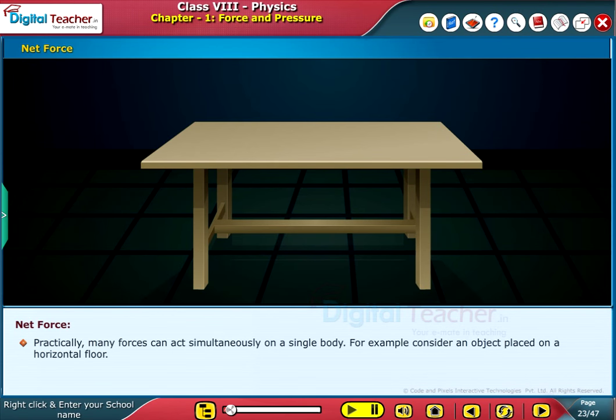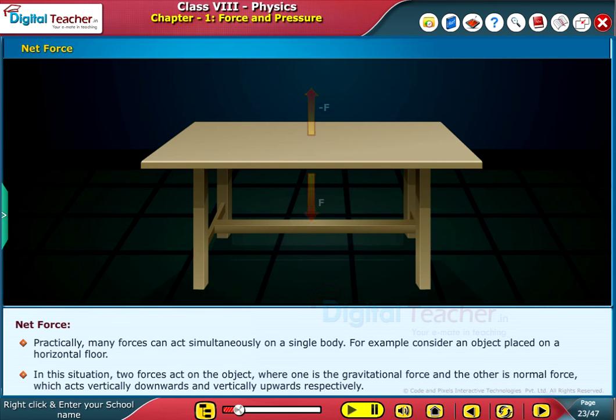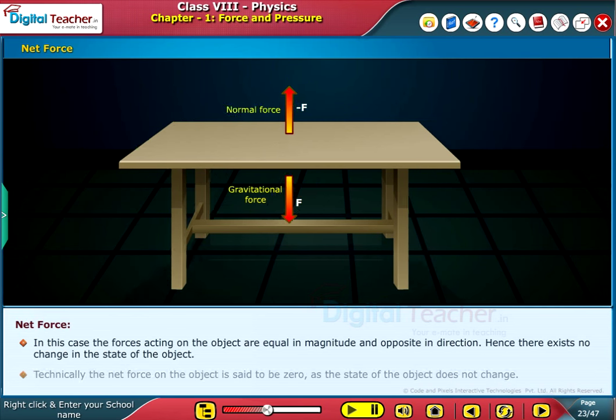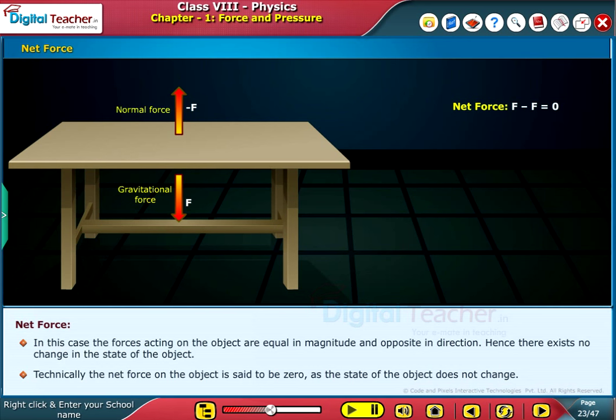Practically, many forces can act simultaneously on a single body. For example, consider an object placed on a horizontal floor. In this situation, two forces act on the object, where one is the gravitational force and the other is the normal force, which act vertically downwards and vertically upwards respectively. In this case, the forces acting on the object are equal in magnitude and opposite in direction. Hence, there is no change in the state of the object. Technically, the net force on the object is said to be zero, as the state of the object does not change.